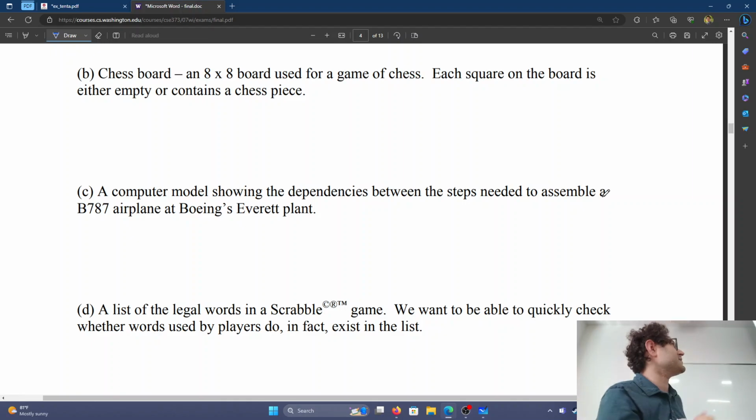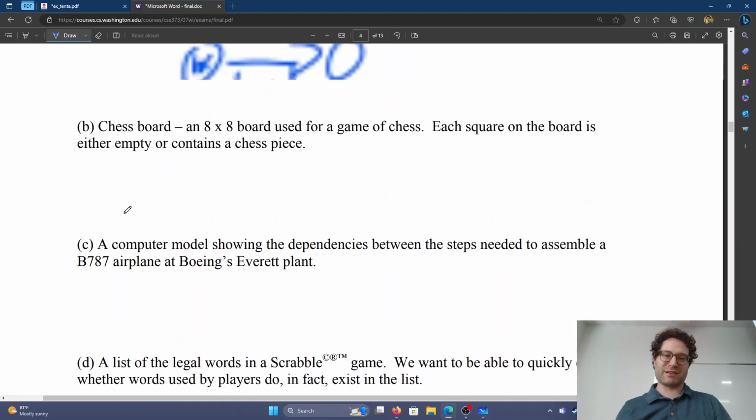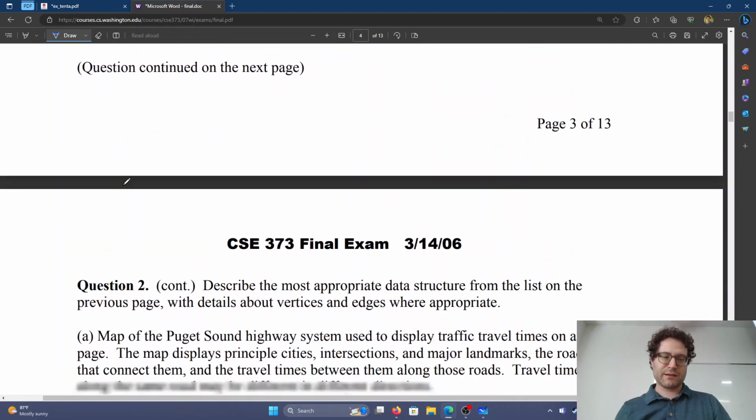Okay, 8x8 board for chess. Each square can be empty or contains a piece. What data structure did you use for your chessboards, in your Sudoku, in your 8 queens? Yeah, we used arrays. We used a 2D array. That was one of the choices, by the way.